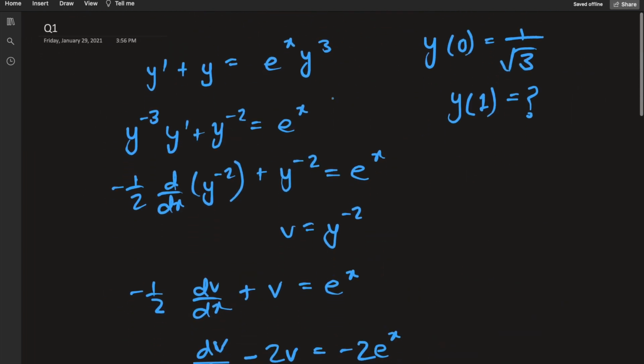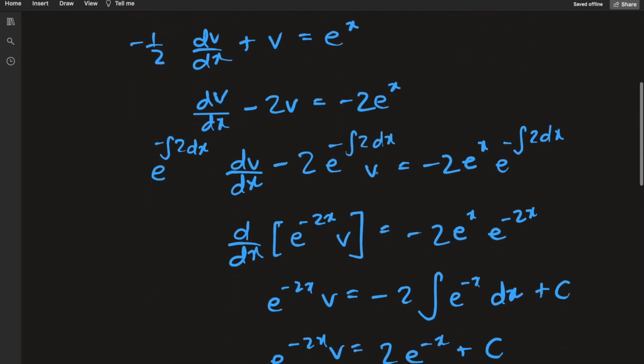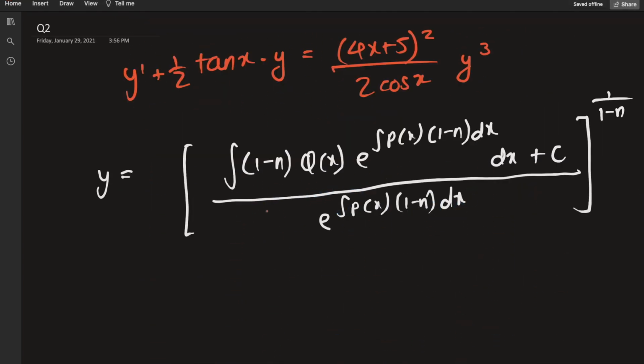So you see, this was a Bernoulli differential equation with n equals 3. P of x was 1, luckily in this case. That's why the integration factor was so nice. And q of x was e raised to x. Okay, moving on. So here's question 2, and for this one I'm just going to directly use the formula.